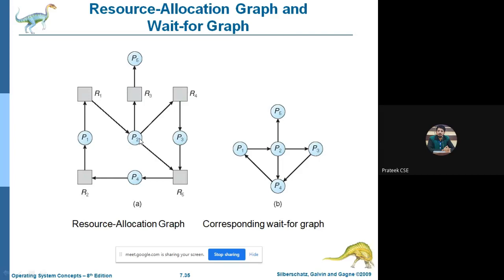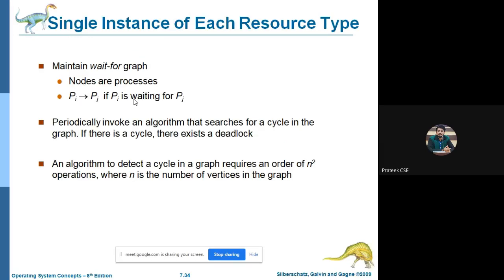Similarly, you can see from P2 to P3 there is an edge through R4, so we have directly connected P2 to P3. Similarly, from P2 to P5 we have such an edge. So here we just remove all the resource nodes and directly connect all the process nodes. This is how we get the wait-for graph. And now, to detect the deadlock, the scenario will remain the same. We will invoke an algorithm that will search for a cycle in the graph.